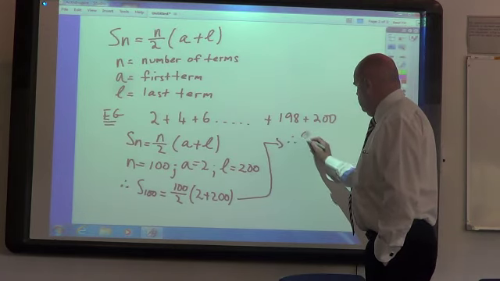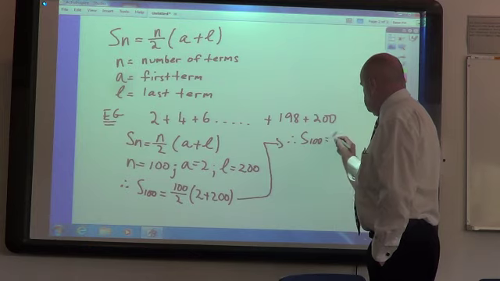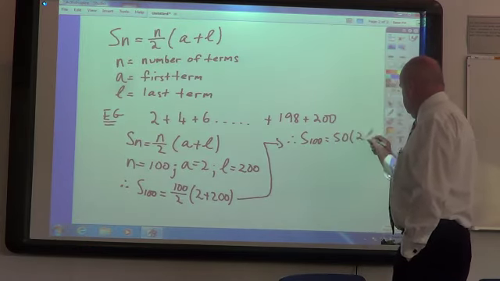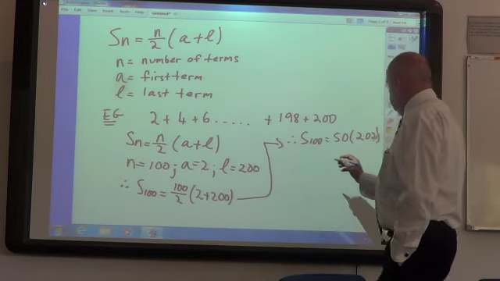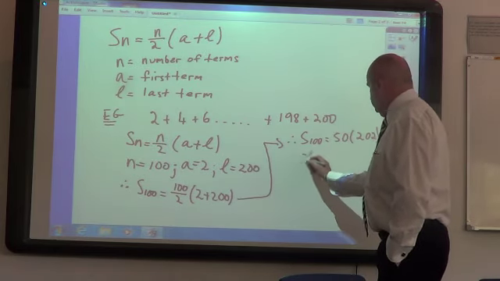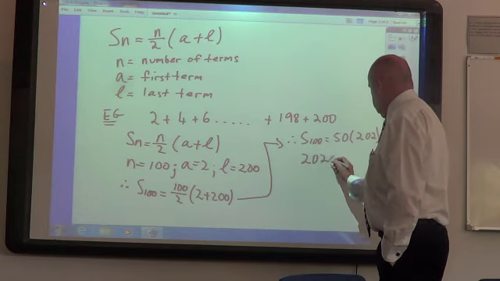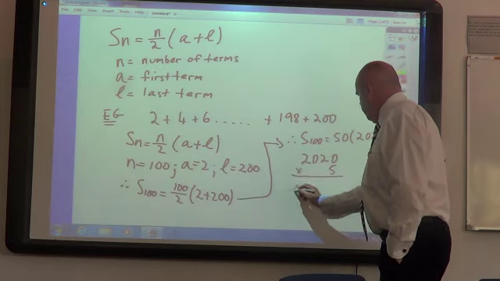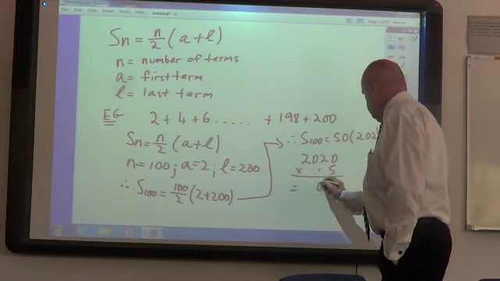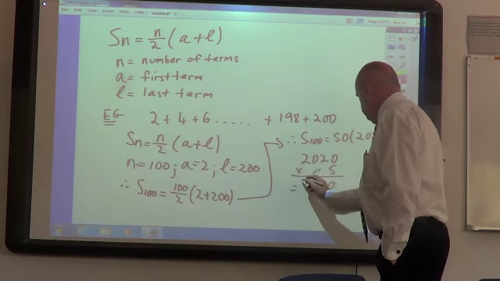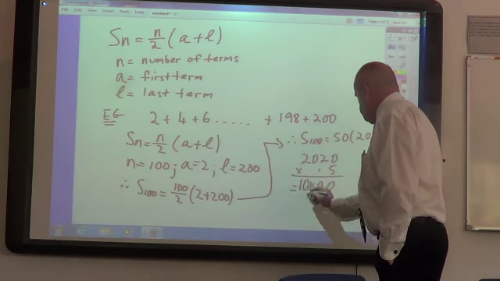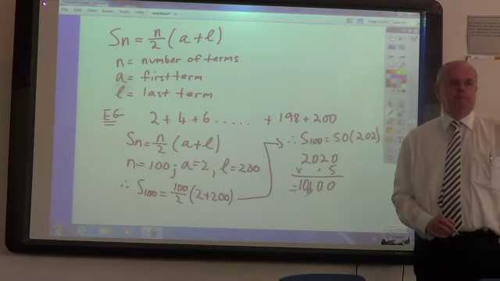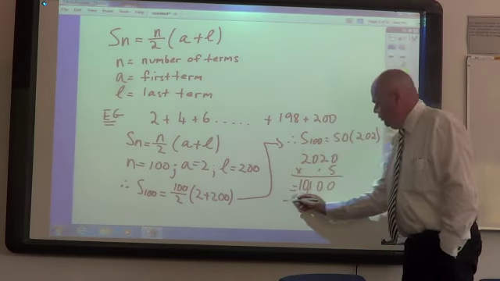Therefore, the sum of the first 100 terms is equal to 50 times 202. Now, we don't need a calculator for that, of course, because 202 times 50 is the same as 10,100 divided by... it seems to be 10,100. Okay, and that's our first example using that formula.